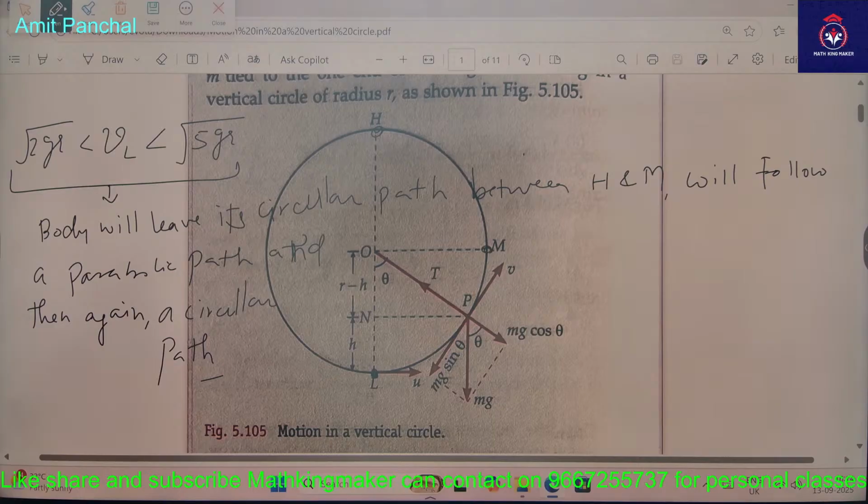But I thought the minimum velocity at the top is root gr, that's why we were writing v is equal to root gr. So why will it leave if it has minimum velocity at the top, v equal to root gr? That we discussed earlier. Minimum velocity at the top is root gr.